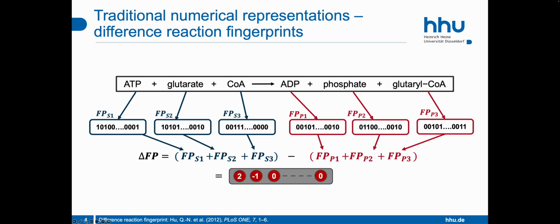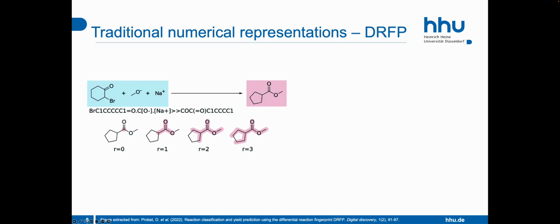For mapping the individual small molecules to binary fingerprints, one can use different methods, including those that we have discussed in an earlier video, for example, the ECFPs or the RDKit fingerprints.